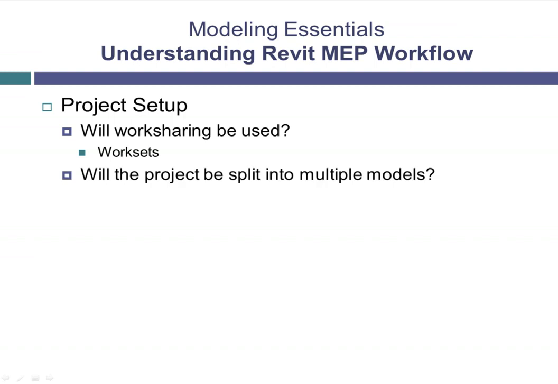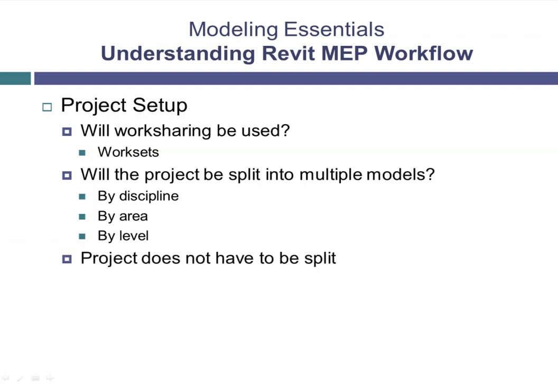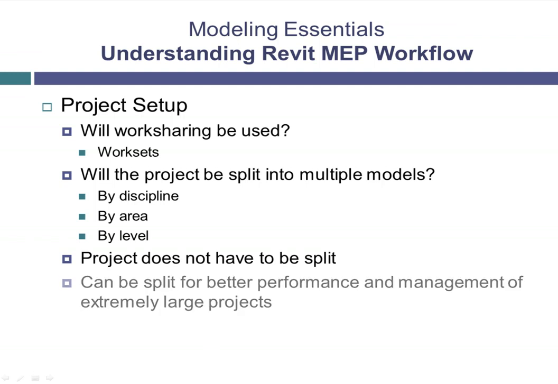Also, will the project be split into multiple models? For example, you can create a model for each discipline: mechanical, electrical, and plumbing. Or you can create a model for each area of the building, or for separate levels. When the project is split, you will have to link all the models together, just as with an architectural or structural model. However, the project does not have to be split. Remember that the goal is to create one building model where all the design information is coordinated. You should consider splitting the model only if the project is extremely large for better performance and management.